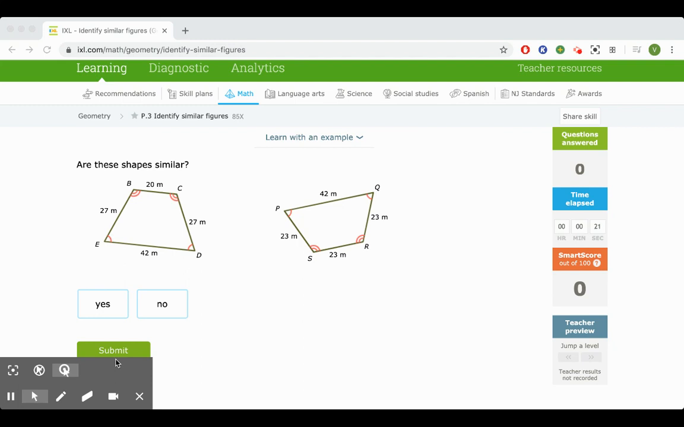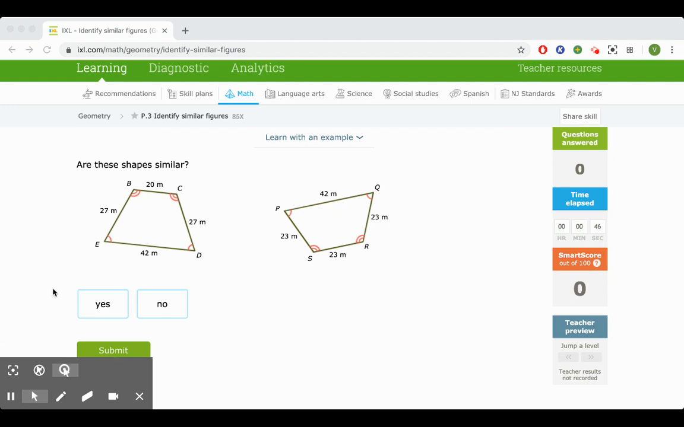Hello class, I'm going to show you how to identify similar figures. Figures are similar when they have the same shape but not the same size. And similar figures have two properties. First, their corresponding angles are congruent or equal. And second, their corresponding sides are proportional.